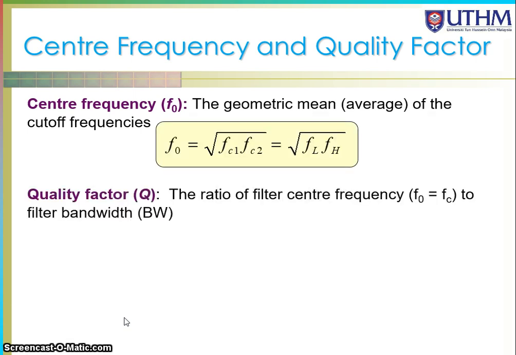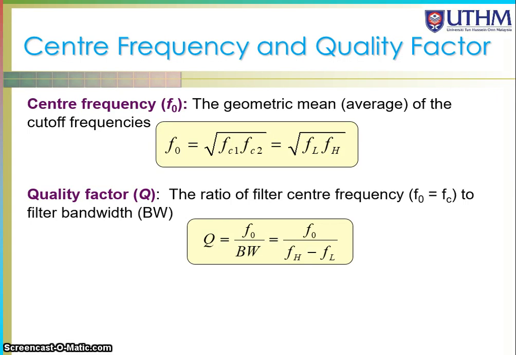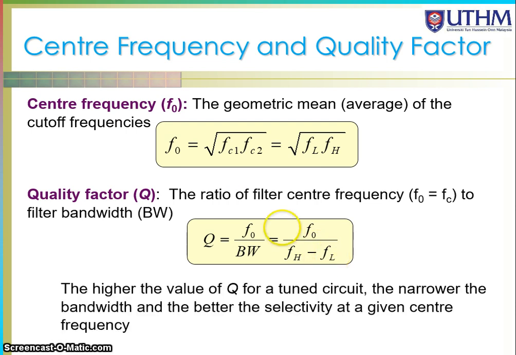That's the equation. When we talk about the bandpass filter, usually we talk about a quality factor, which is the ratio of filter center frequency F0 or FC to the filter bandwidth. The equation is Q equals F0, the center frequency, divided by the bandwidth. The bandwidth is the high cutoff minus the low cutoff frequency. The higher the value of Q for a tuned circuit, the narrower the bandwidth and the better the selectivity at a given center. So sometimes Q is called a selectivity factor.